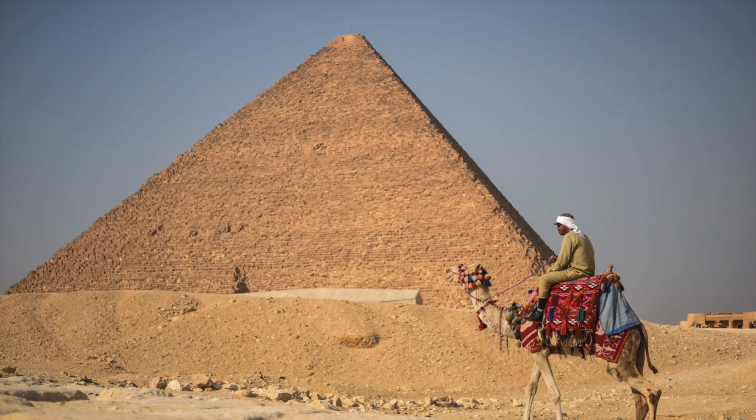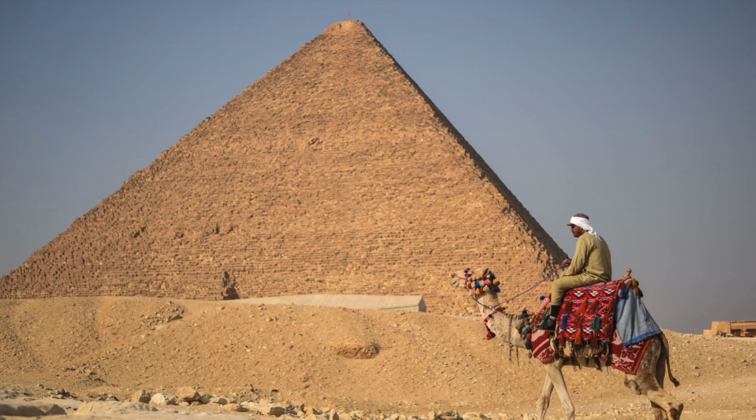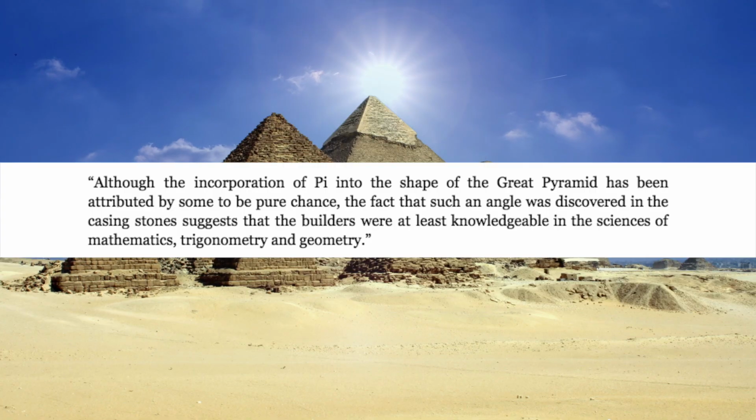He doesn't go as far as completely dismissing the importance of this, however, as soon after he writes, although the incorporation of pi into the shape of the Great Pyramid has been attributed by some to be pure chance, the fact that such an angle was discovered in the casing stone suggests that the builders were at least knowledgeable in the sciences of mathematics, trigonometry, and geometry.